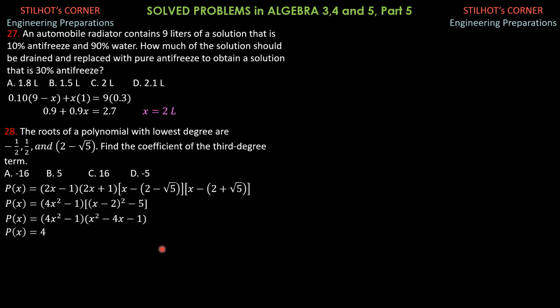Expanding, p of x equals 4x to the fourth, distribute by distributive law of multiplication. Then minus 16x cubed minus 4x squared minus x squared plus 4x, then plus 1. So combining like terms, p of x is 4x to the fourth minus 16x cubed minus 5x squared plus 4x plus 1. Therefore, the coefficient of the third degree term is negative 16.